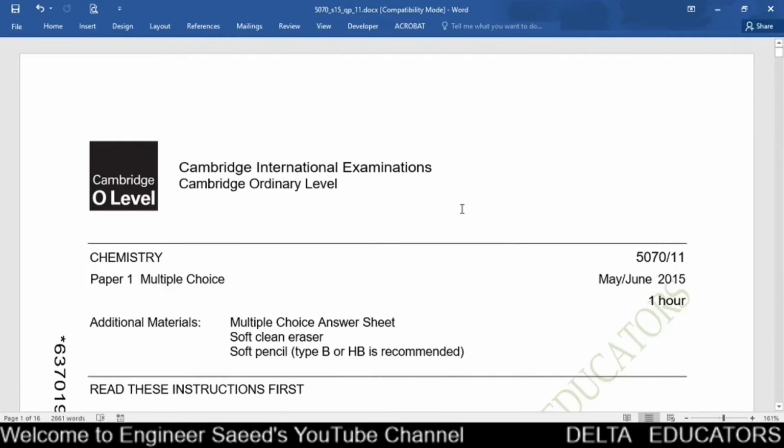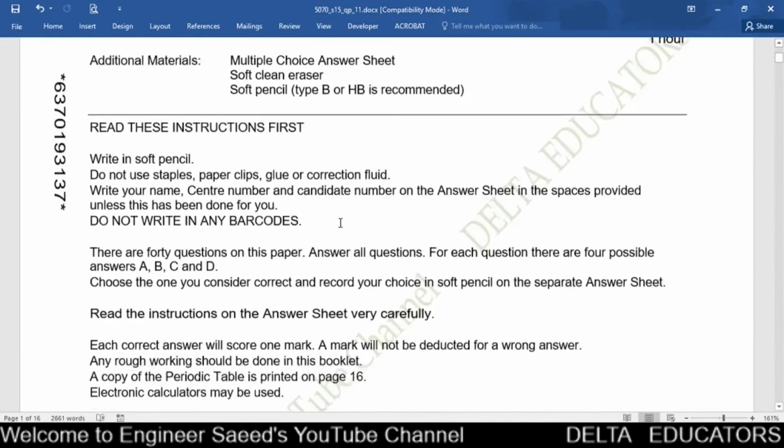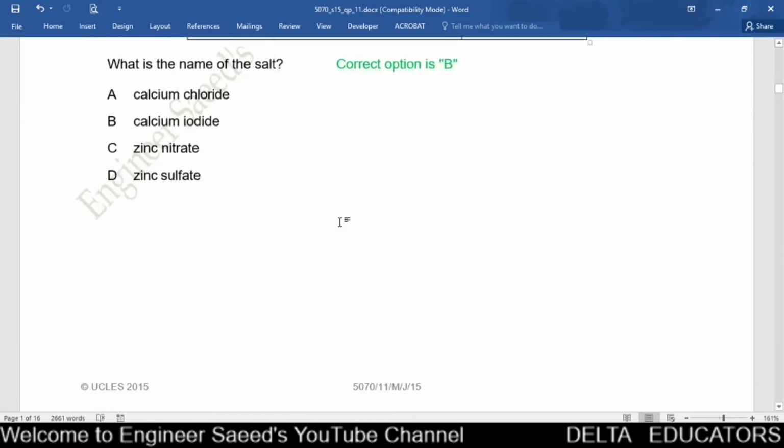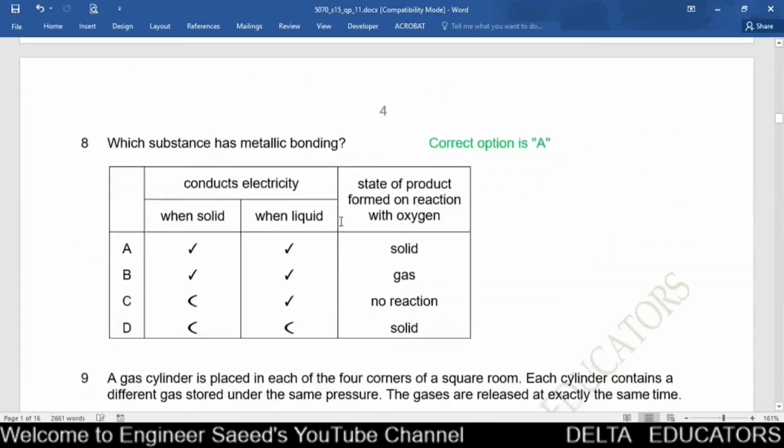O-Level Chemistry, Paper Code 5070, Paper 1, Variant 1, May June 15. Today we will solve question number 11 to question number 20.